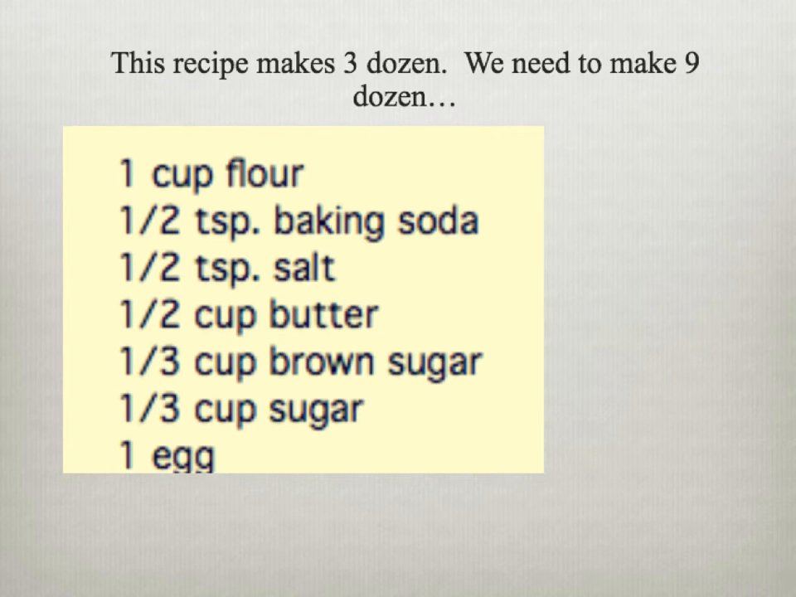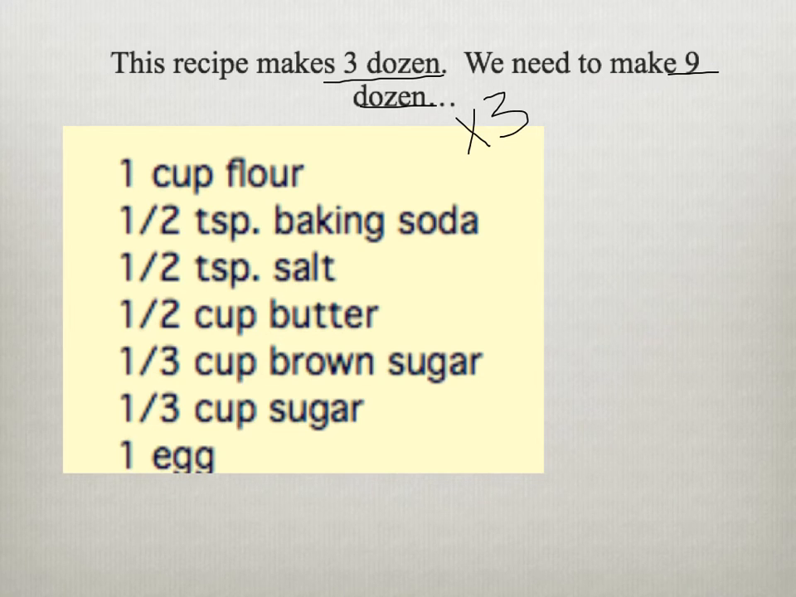Alright, so this recipe for the cookies makes 3 dozen cookies, and we need to make 9 dozen cookies. So we need to figure out how many times we need to multiply this recipe by to make this larger new recipe. Well, I know that 9 dozen is 3 times more than 3 dozen. So if I multiply this recipe times 3, then I can get a new recipe which will make 9 dozen cookies. So go ahead and pause the video, solve this recipe on your own, multiply each of the ingredients by 3, and then replay the video and we'll go over it together.